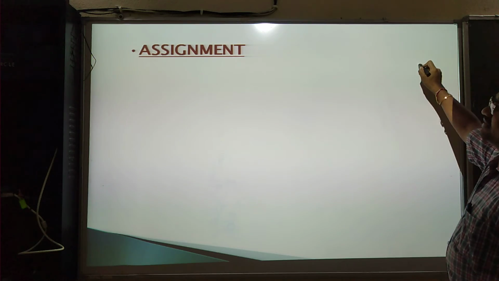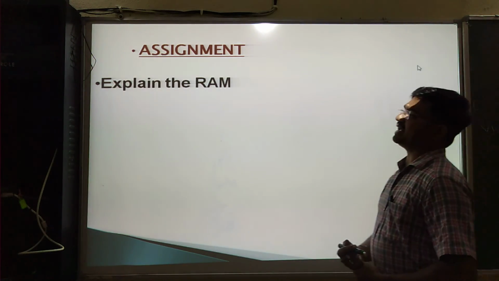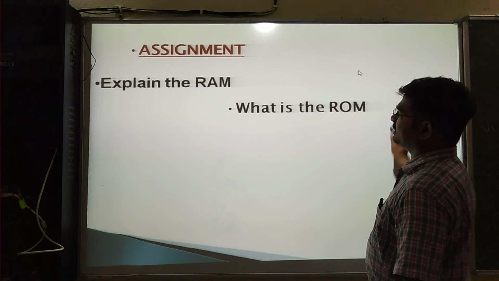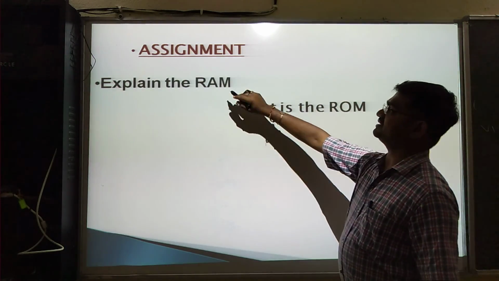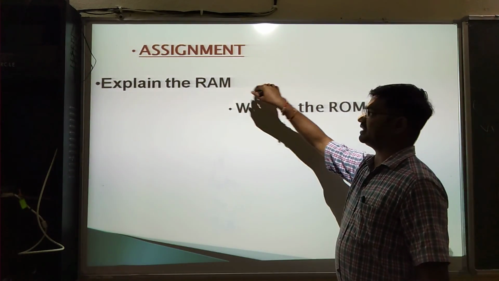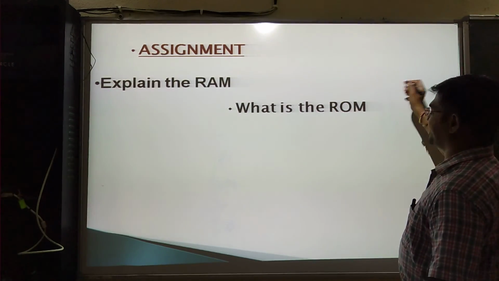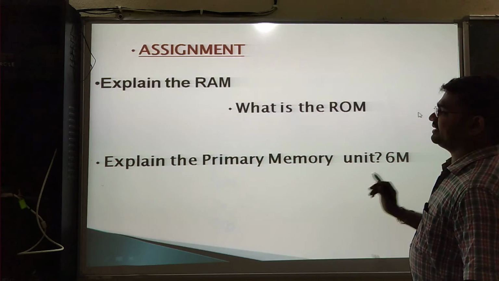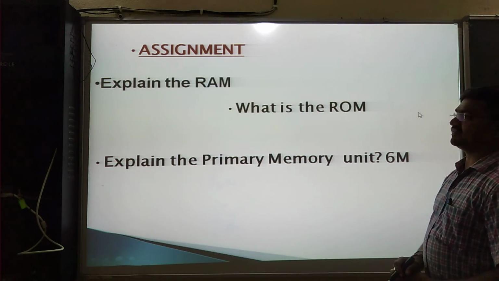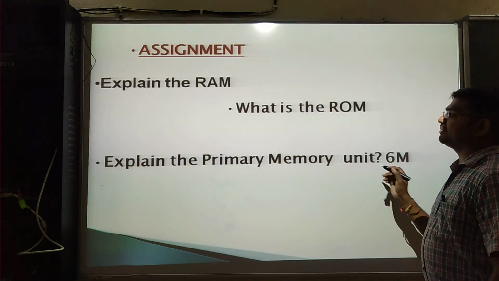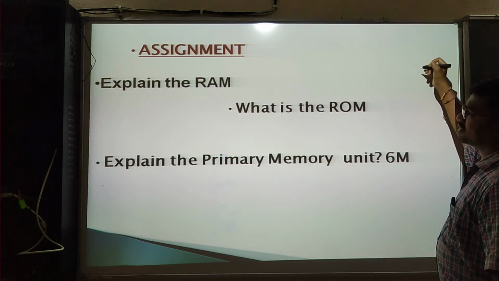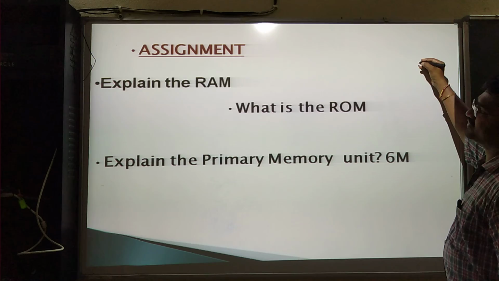Then write down the assignment: explain RAM. What is the meaning of RAM and what is ROM? RAM has two types, DDR and SDR. ROM has PROM, EPROM, EAPROM. Then write the main essay question of this topic: explain the primary memory unit. It is a 6-mark question. So write the assignment of 3 questions.